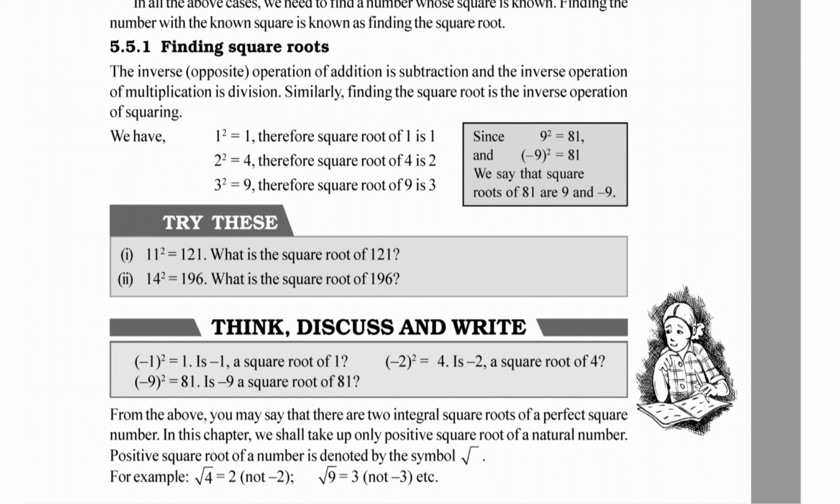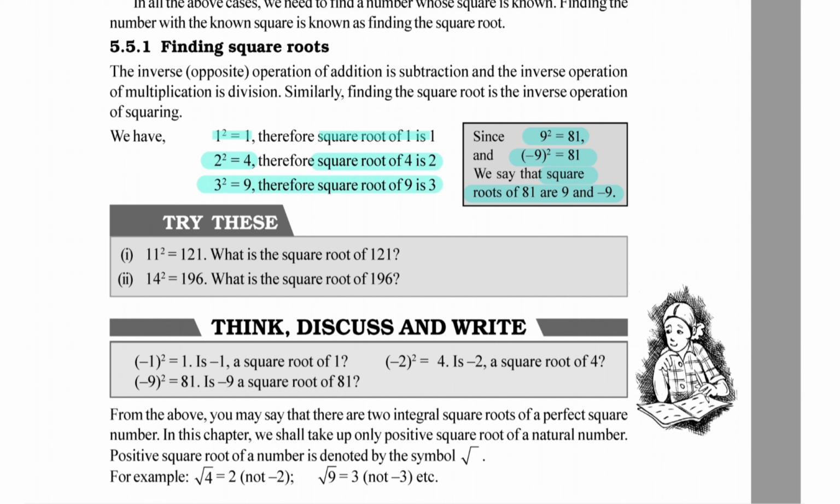Now if you check, 1 square is 1. So we can tell that the square root of 1 is 1. 2 square is 4, means 4 is a square number which we have obtained by multiplying 2 with itself. So we say the square root of 4 is 2. Similarly, the square root of 9 is 3. Okay. Now similarly, if you check, 9 square is 81. Minus 9 square is also 81. So we say the square roots of 81 are plus 9 as well as minus 9.